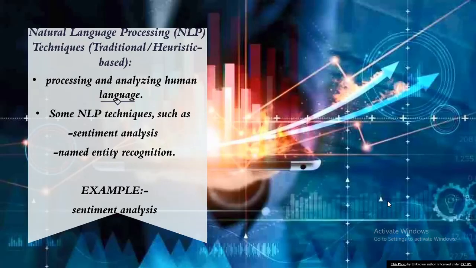And the last one is the natural language processing technique, that is both traditional and heuristic based. It involves processing and analyzing human language. Some NLP techniques such as sentiment analysis or named entity recognition can be rule based, where predefined rules or heuristics are used to interpret and analyze text. For example, in sentiment analysis, predefined rules can be used to identify keywords or phrases indicative of positive or negative sentiment in text data.